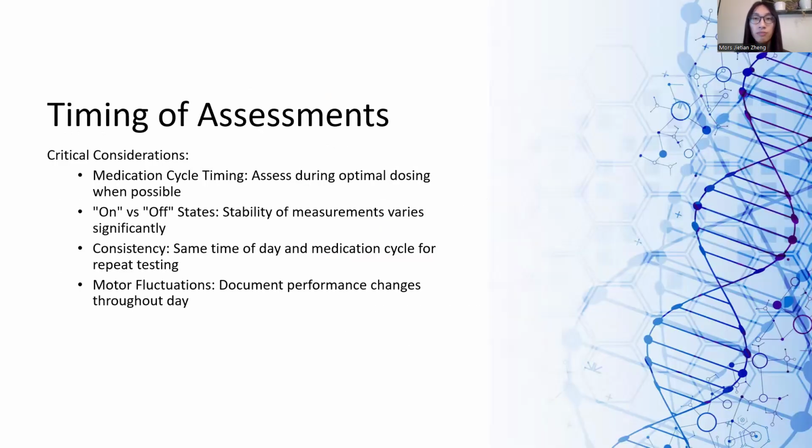The timing of assessments in Parkinson's disease is absolutely critical and often overlooked. We should conduct evaluations during optimal dosing cycles whenever possible to get the most accurate picture of the patient's best functional capacity. However, we also need to understand how patients function during the off states. The stability of measurements varies significantly between on and off periods, with much more reliable results during the on phase. Consistency is the key here.